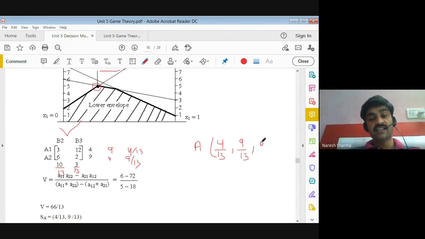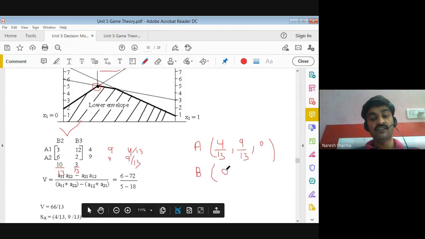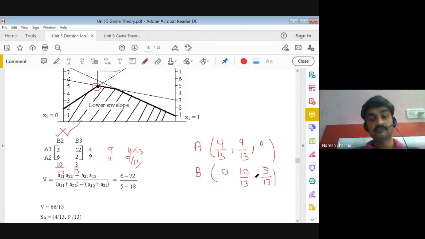So we can delete that or neglect that, its chances are 0. So similarly, your B1 chances are 0 because it is not available here. B2 chances are 10 by 13, and similarly B3 chances are 3 by 13.